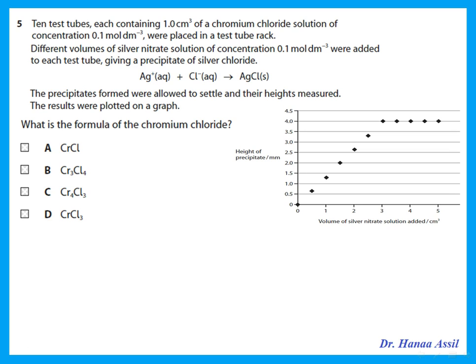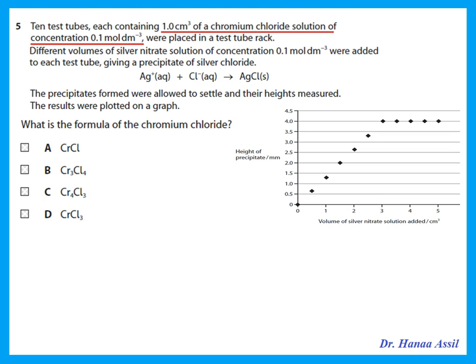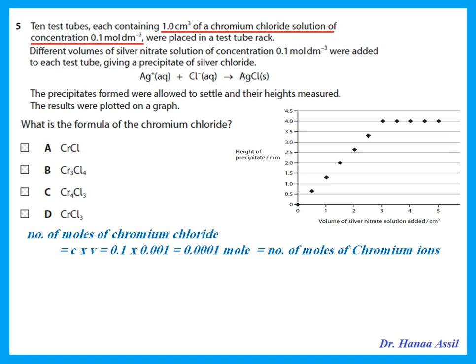Well, in order to get the formula, I need to get the number of moles of chromium and the number of moles of chloride, and then I can calculate it as if I'm getting an empirical formula. So how do we get the number of moles of the chromium? Well, he gives me up there 1 cm³ of chromium solution of concentration this, so I can get the number of moles of chromium chloride, concentration times volume, and you should realize that that would be the same as the number of moles of chromium ions. So now I have the number of moles of chromium ions.